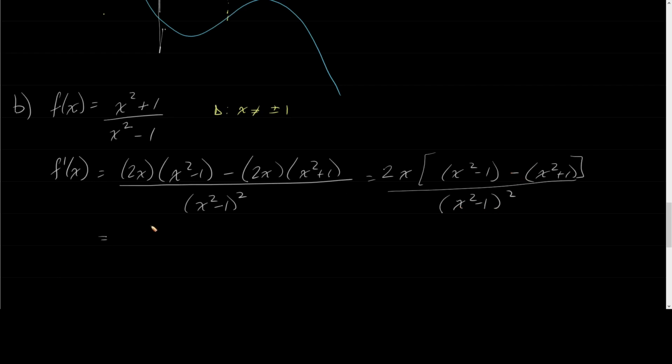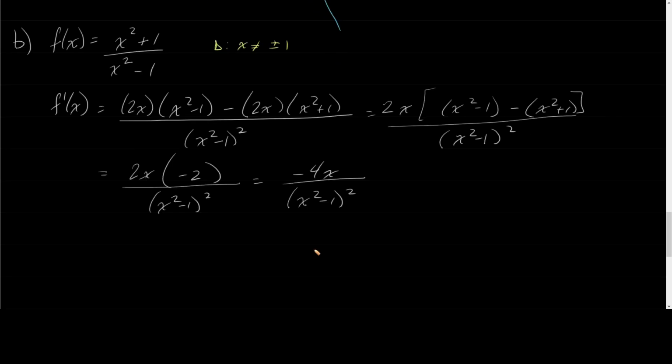At that point, what else do we have here? Well, that 2x is still there. And inside these square brackets, we have x squared minus x squared goes away. Negative 1 minus 1 is negative 2. And we have this over x squared minus 1 squared. So this becomes negative 4x over x squared minus 1 squared. All right. Now, that was just the first derivative.